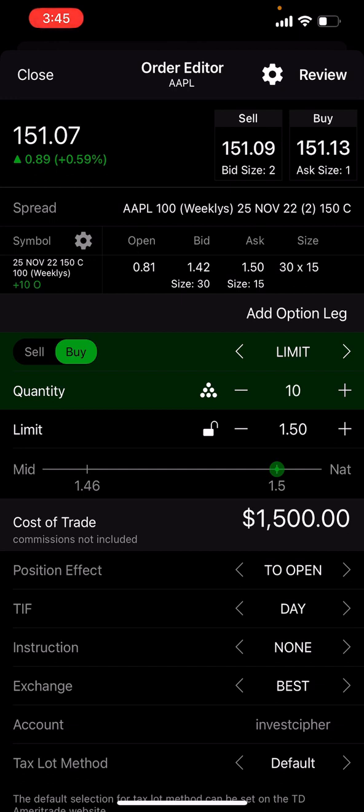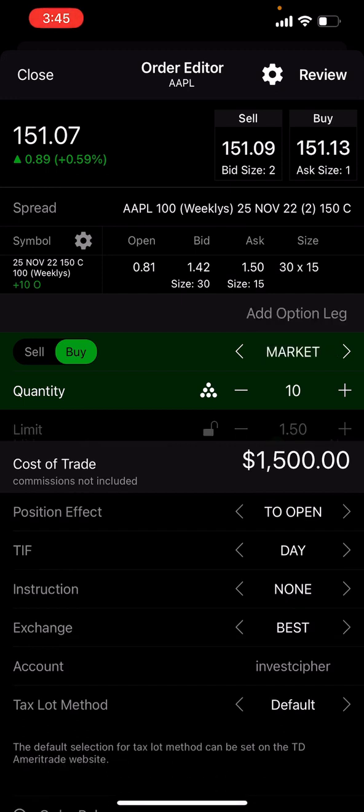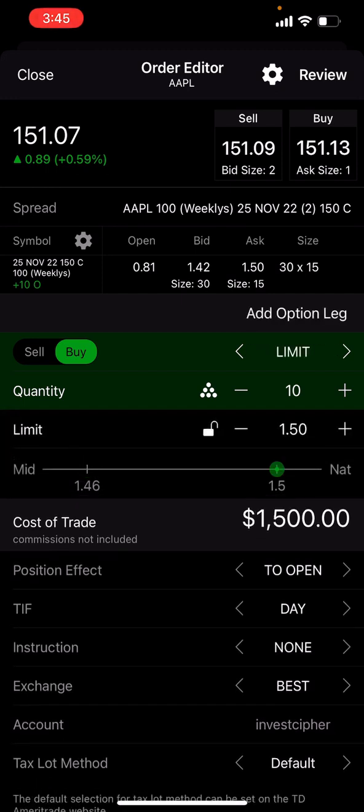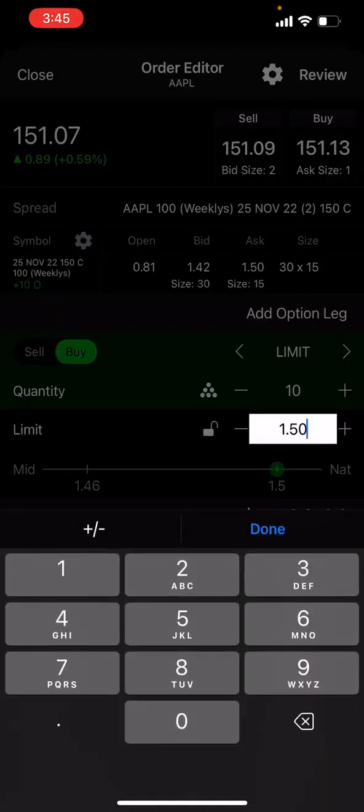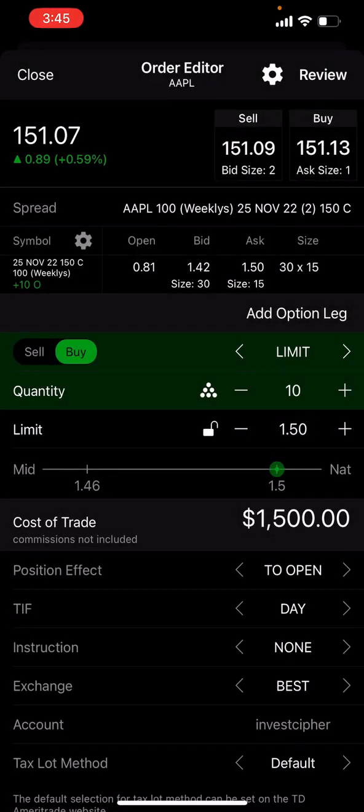Why is this important? Because you have the option to do a limit or a market order down below. If you do a limit order, you can put in the price you want to get filled at. You can see here it automatically gives us 1.5, which is the ask price. The ask is the lowest price sellers are willing to sell at, and the bid is the highest price buyers are willing to buy at. So the limit is automatically going to give you what the sellers are selling at.